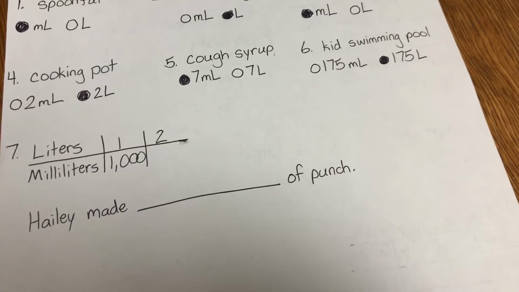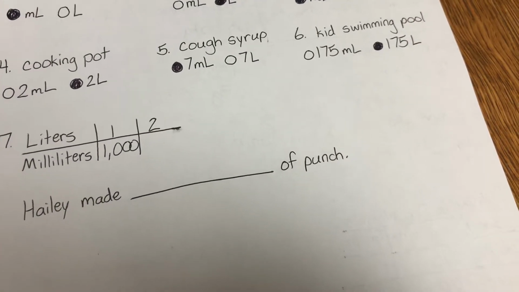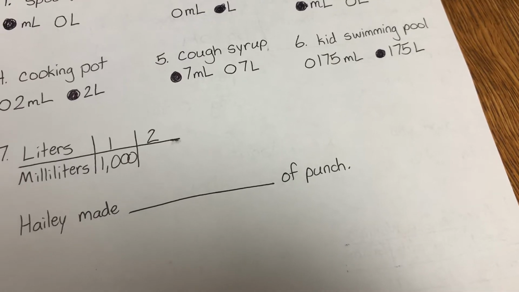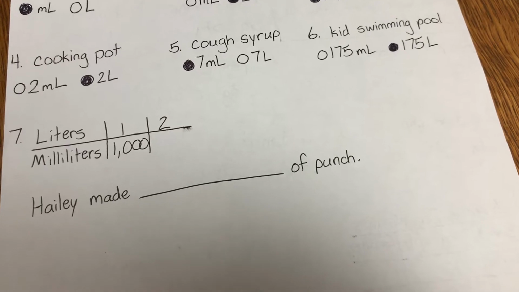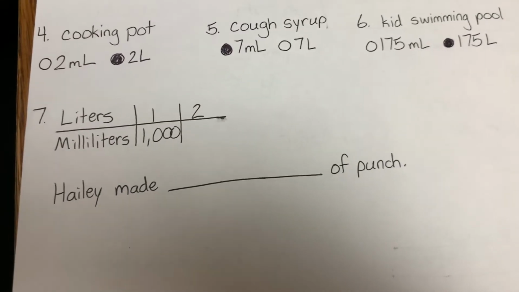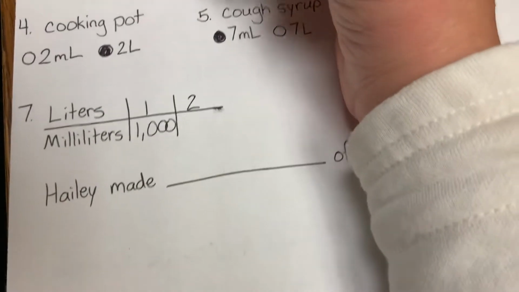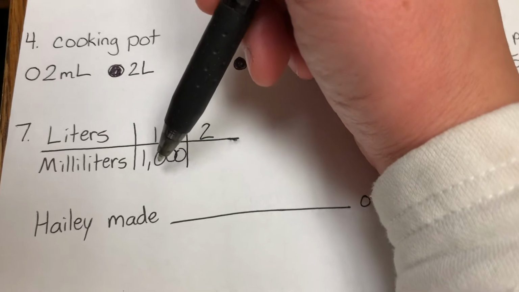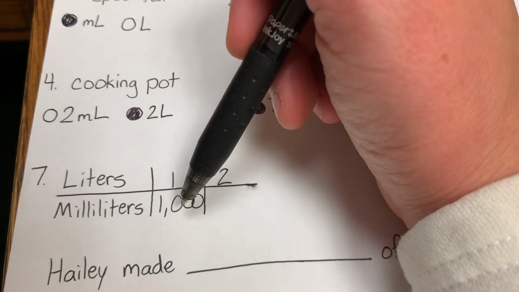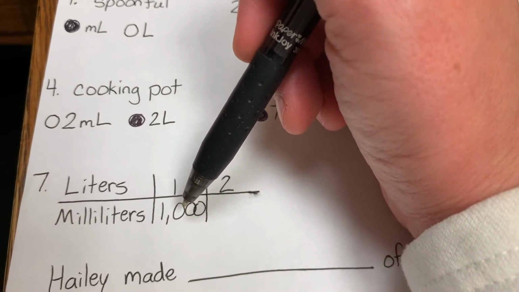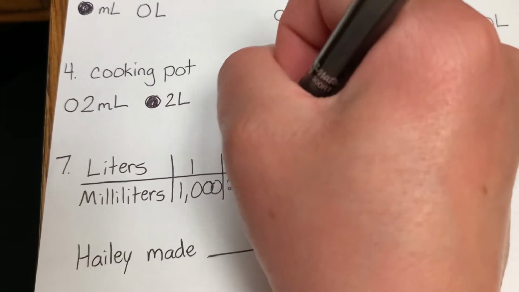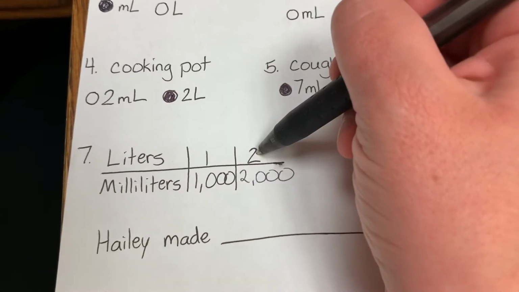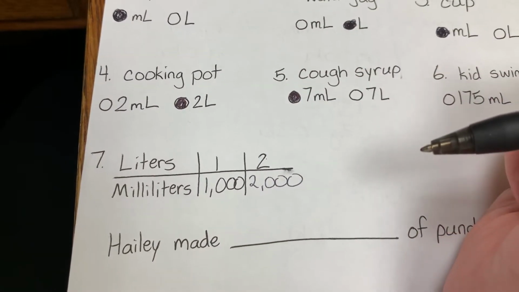Number 7, complete the sentence to answer the question. Haley made 2 liters of punch for a party. How many milliliters of punch did Haley make? So here we have another table, and it says liters. We have 1 liter that equals 1,000 milliliters. Or you could say 1 times 1,000 is 1,000. So 2 times 1,000 would be 2,000. So 2 liters is the same as 2,000 milliliters.